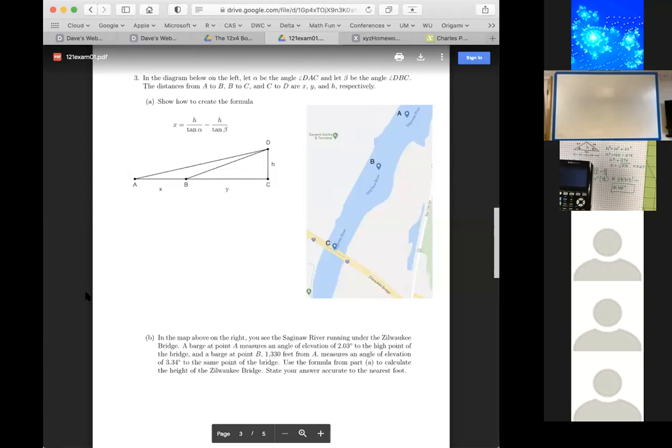3B and 3A are related. You can use the triangle from, well, in fact, the instructions say, use the formula from part A to calculate the height of the Zilwaukee Bridge. Answer to the nearest foot. So if you think about that picture and the diagram, picture on the right, map, picture on the right, diagram on the left, you can use that diagram that you just did in part A to answer the question in part B.